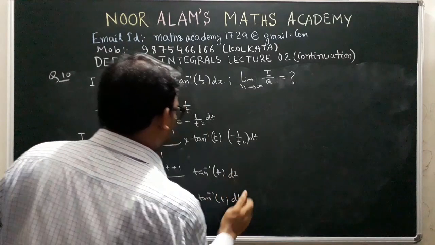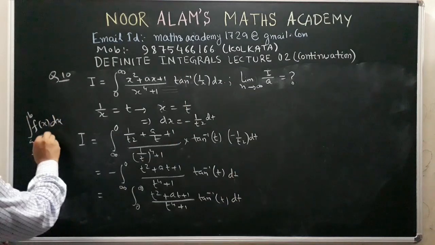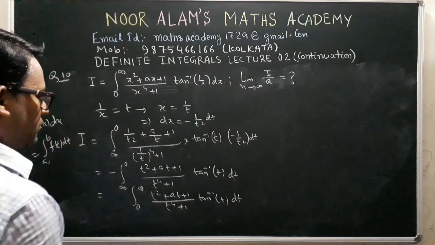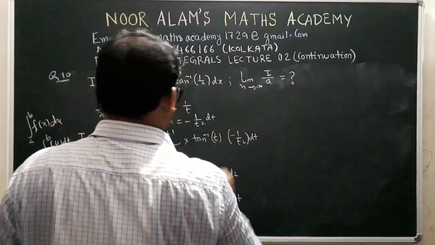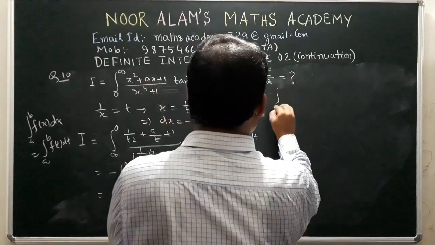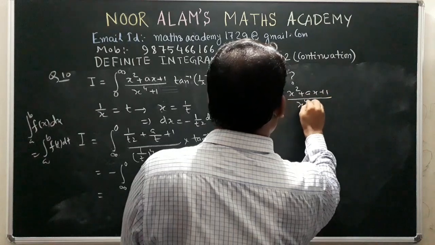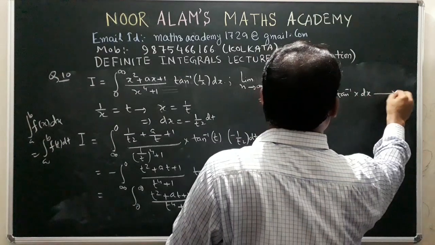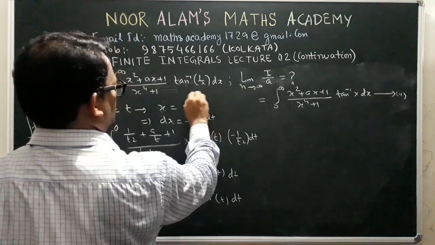Now you know that in case of a definite integral, the function f(x) integrated from a to b dx is the same as integration a to b f(t) dt. It is the same, there is no problem. So if you replace the t variable by the x variable, there will not be any changes. Therefore in the next step I am writing like this, 0 to infinity, x square plus ax plus 1 divided by x power 4 plus 1, and tan inverse x dx. So this is my second equation, and the given equation I am calling the first equation.